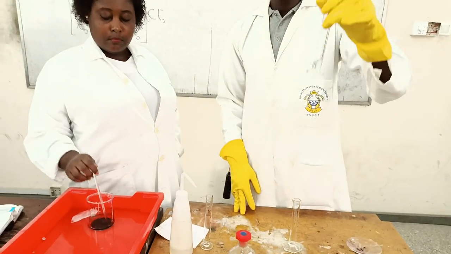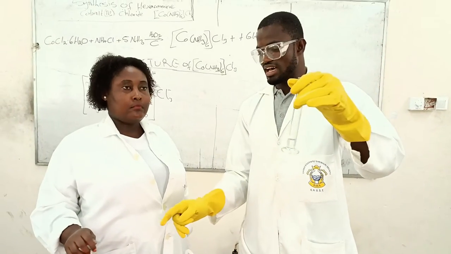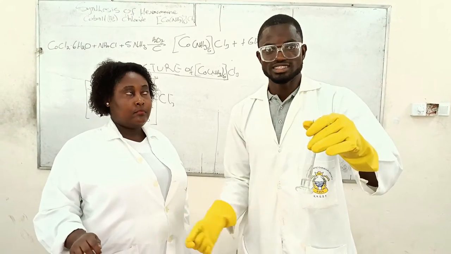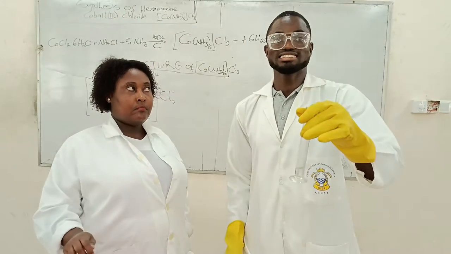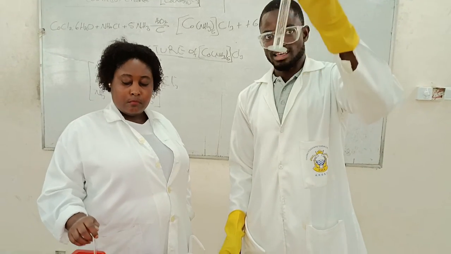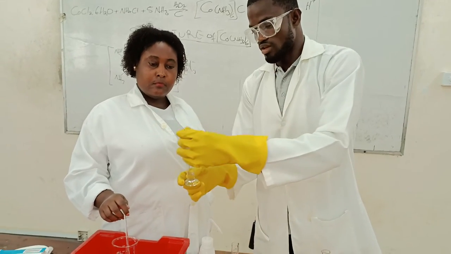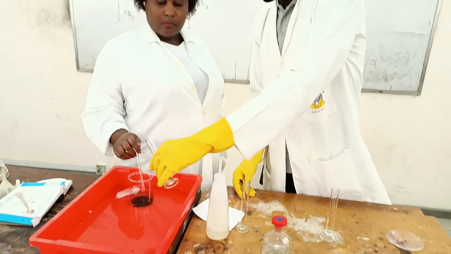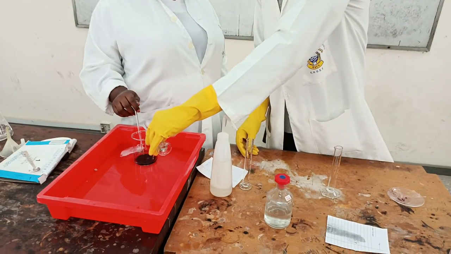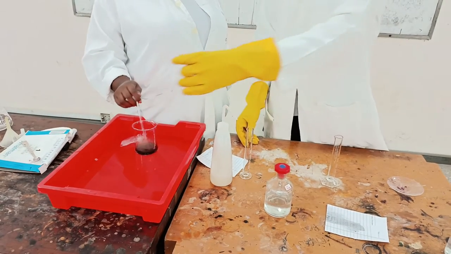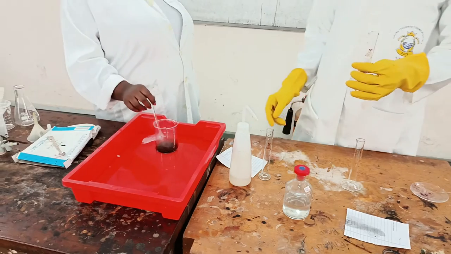Now as you are adding the hydrogen peroxide to your mixture, you will see some bubbling, some effervescence, and that is the oxygen gas. Hydrogen peroxide is oxidizing the cobalt 2 to cobalt 3 whilst itself being reduced to oxygen. So we add this gradually. Oh, wow. Can you see that? Beautiful.